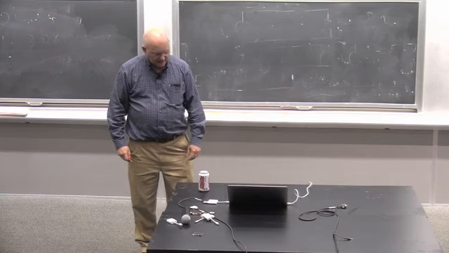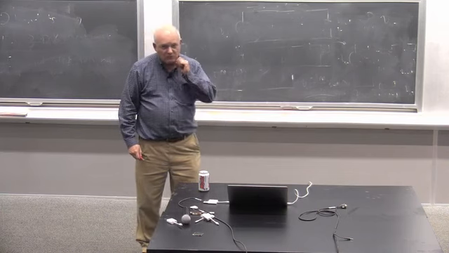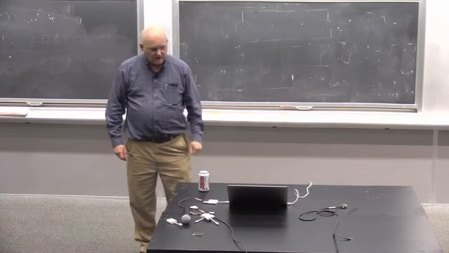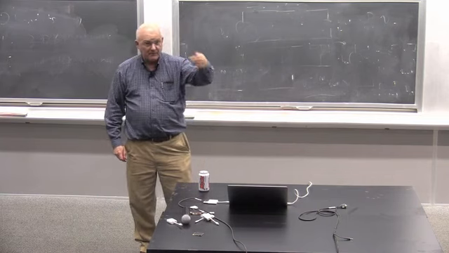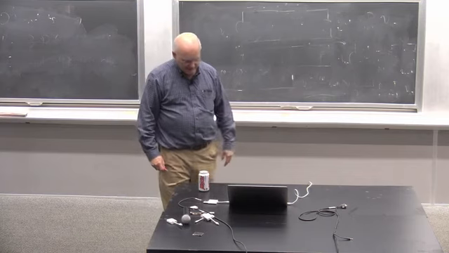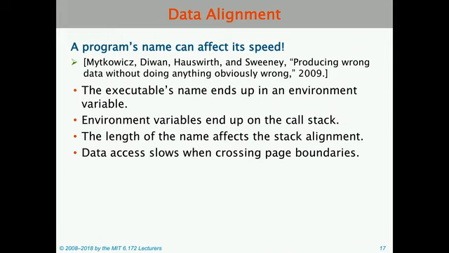Okay. Here's one that I love. So the example that I gave before of the order of linking. We have that as a reading assignment, by the way, on the web, that paper. And here's another result from this paper by Mike Mitkowitz and his colleagues. They have a wonderful paper called "Producing Wrong Data Without Doing Anything Obviously Wrong." Okay. So one of the examples they give besides the ordering of things, saying that, look, that actually had an impact between O2 and O3.